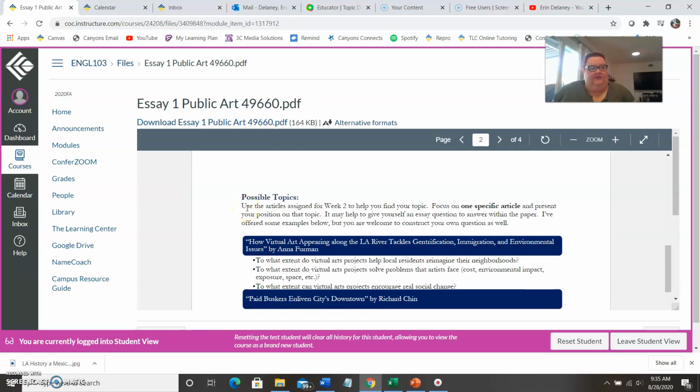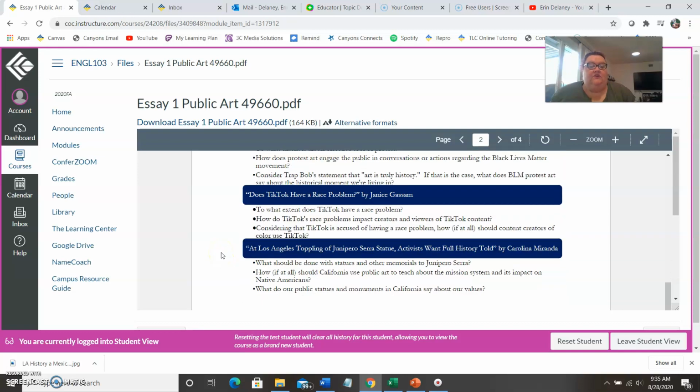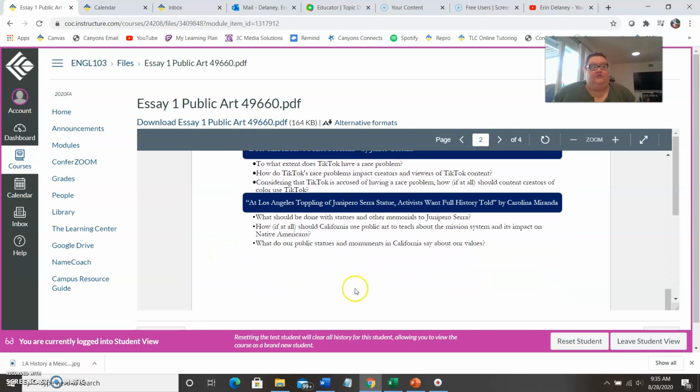For your prompt, you'll have a chance to write about one of a few different articles. So I wrote some sample essay questions for each article. Once you've picked your article, you can use any of the essay questions I wrote, or you could develop your own question. The main idea is to present your perspective on the topic of the article. So you have a lot of choice available here. So page 2 gives you some possibilities, but you are also welcome to take your own direction.